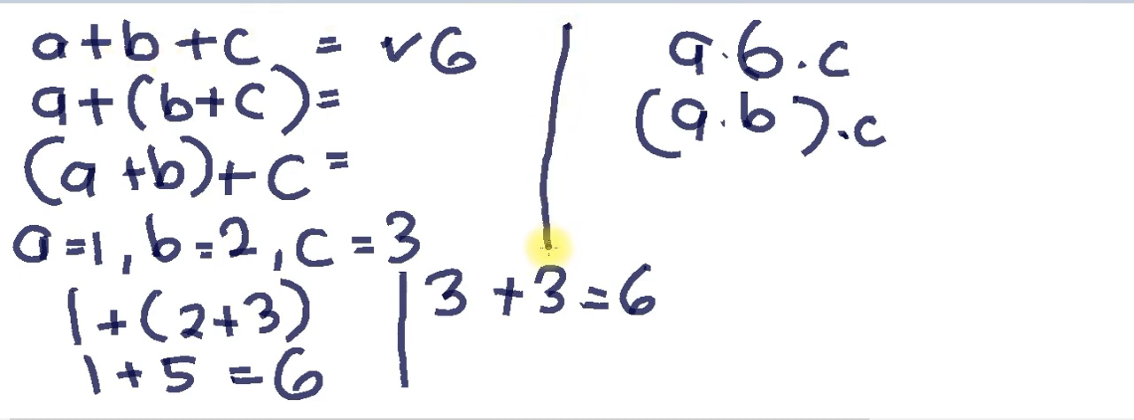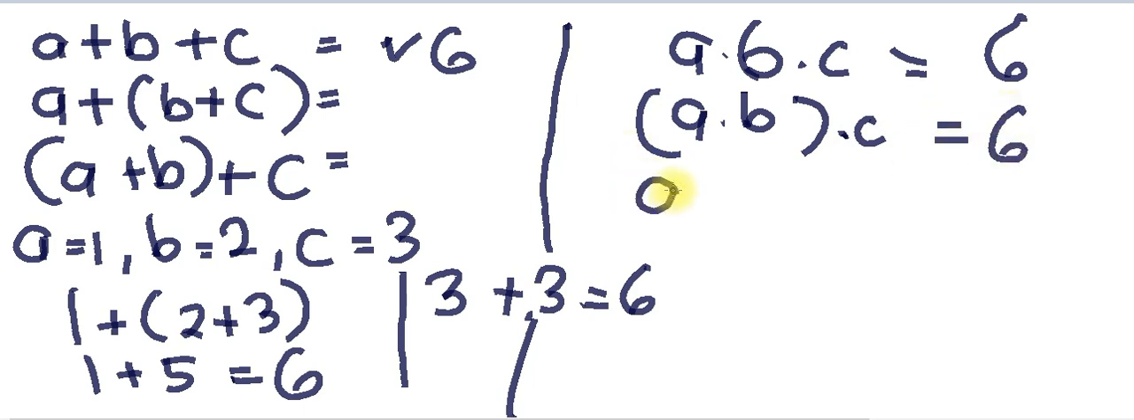Okay, now let's take a look at multiplication. It's the same as with the plus. Just a times b times c, which is 1 times 2 times 3. 1 times 2 is 2, and 2 times 3 is 6. Let's say we want the parentheses around a and b only, so we multiply a times b first: 1 times 2 is 2, and 2 times 3 is 6.